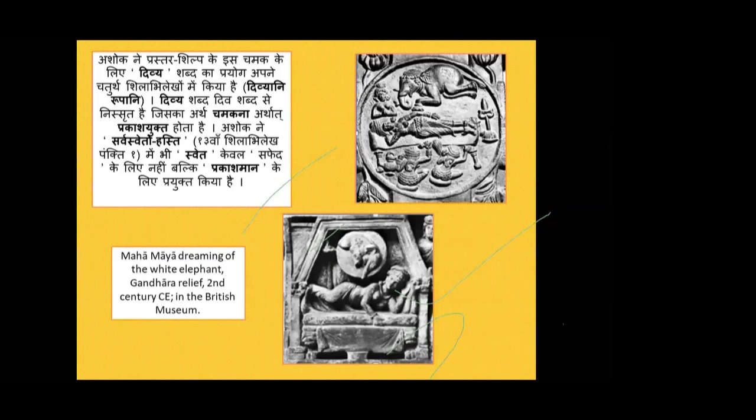Divya means something which is giving rays out of it. Divya. And Sarva Shweta. Shweta doesn't mean only white color. Shweta is the same as glow. Now, for that I have given two examples for you.